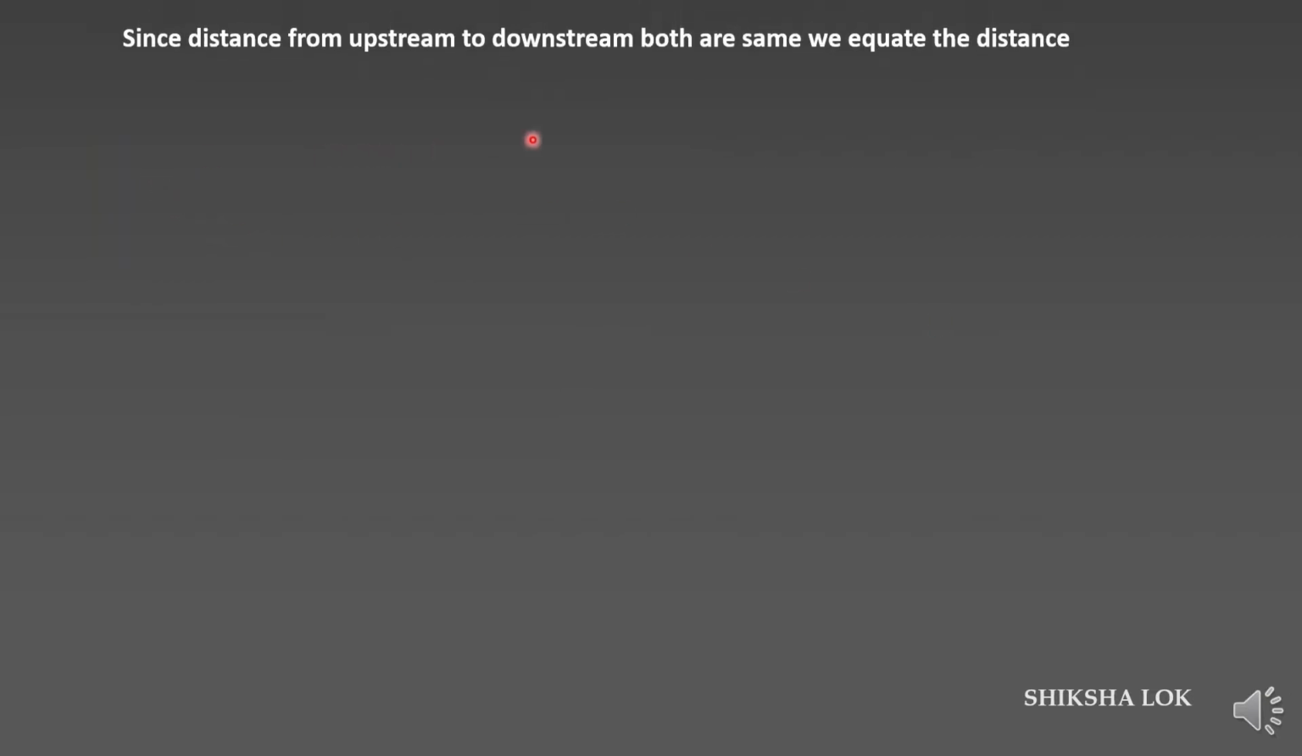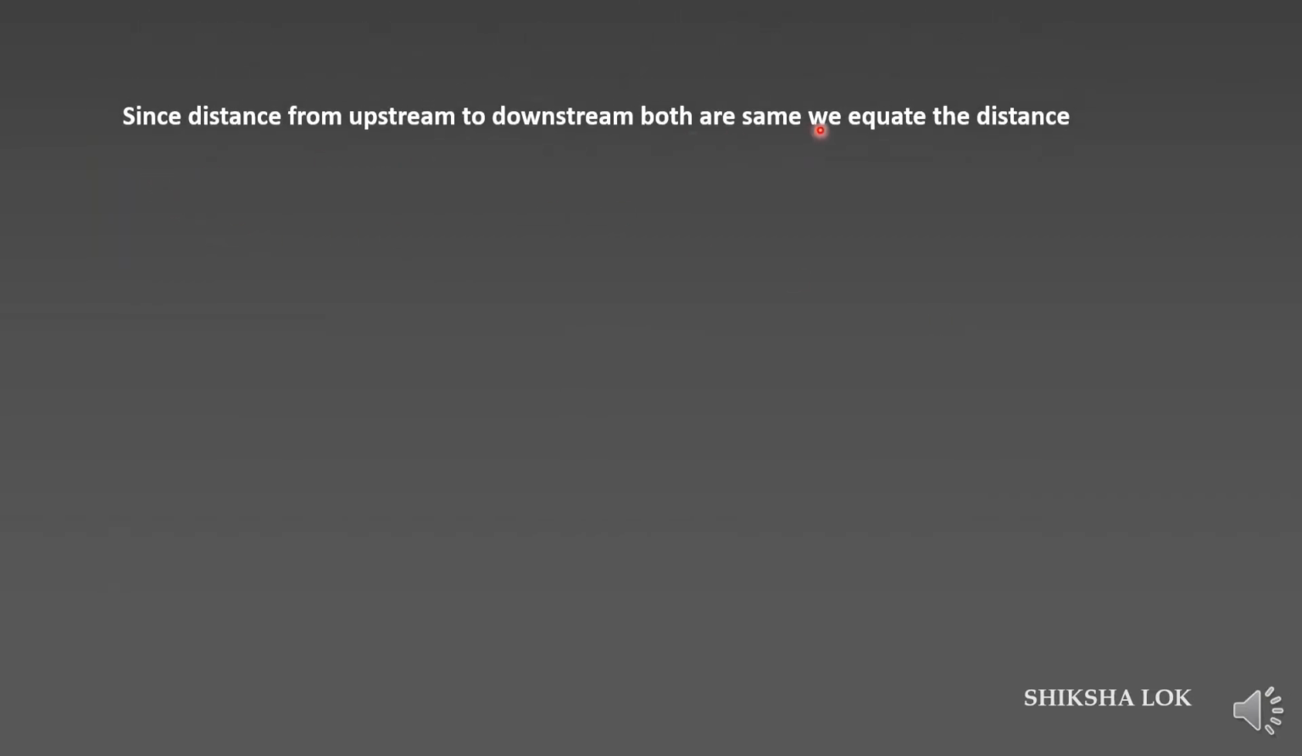Now since the distance for upstream and downstream are both the same, we equate the distance, because you are starting from a point, you are going to one destination, that's upstream, and again you are coming back to the same point, that's downstream, but the distance is the same. Maybe your speed and time may vary. So upstream speed into upstream time equals downstream speed into downstream time.